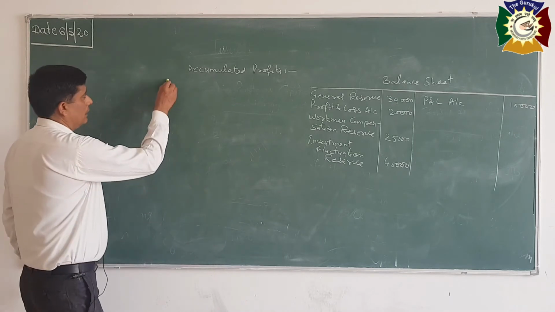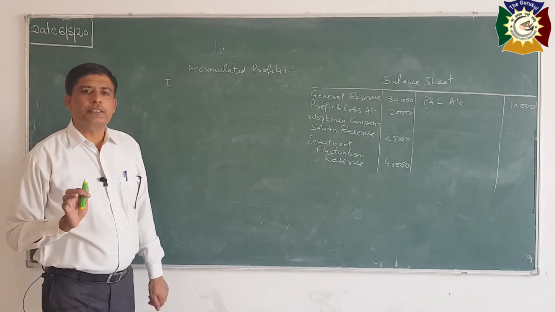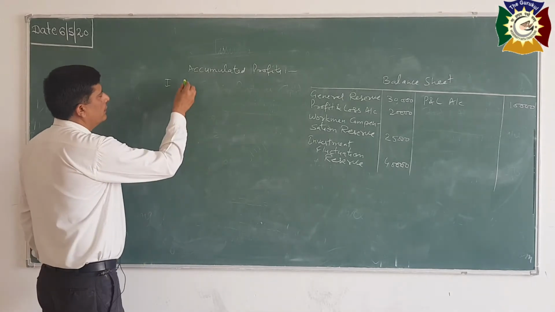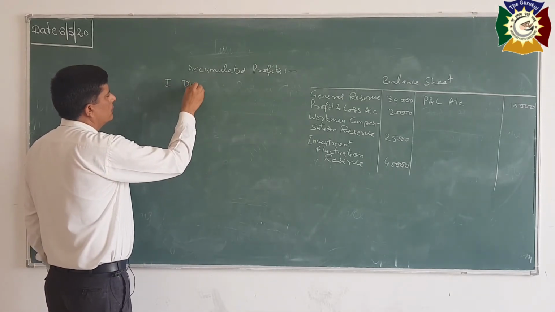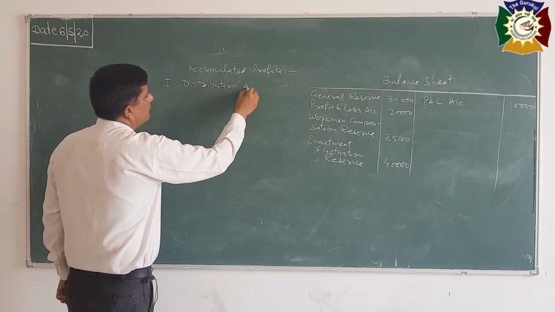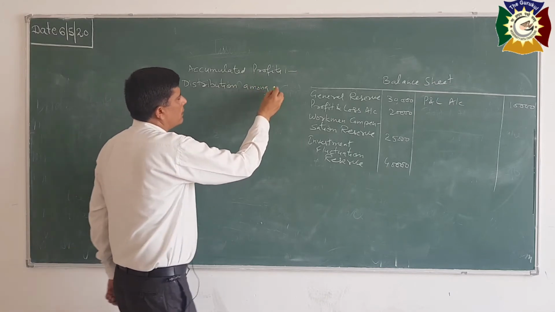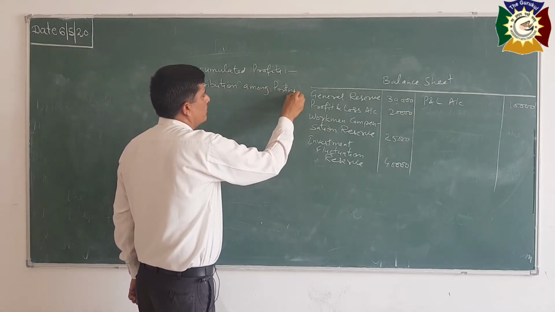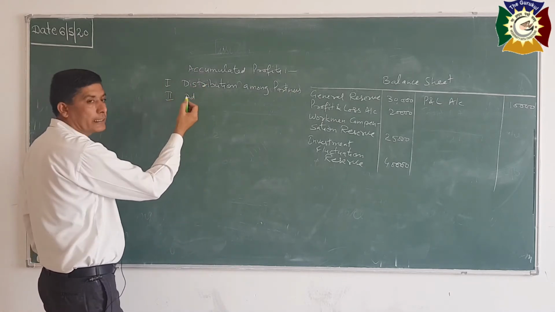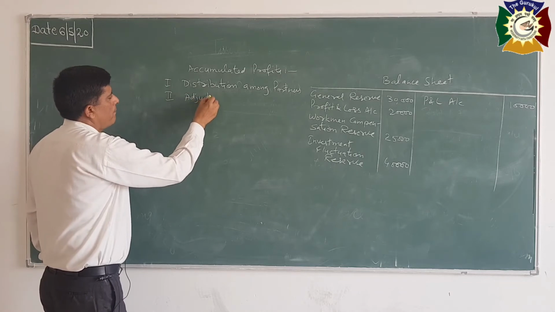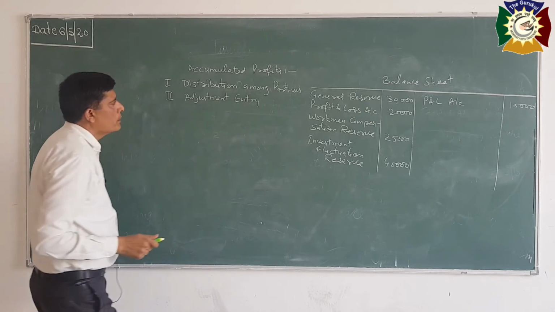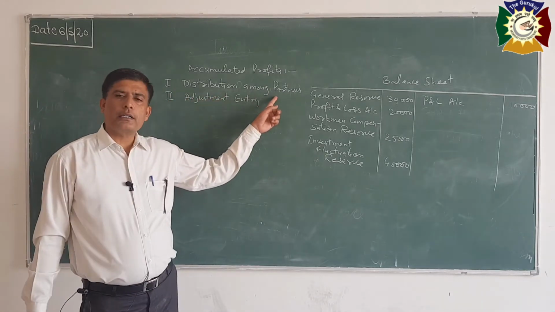First, either these are to be distributed and will be transferred to partners' capital account. Number one, distribution among partners. And second is adjustment entry, like as goodwill. So first is distribution among partners.